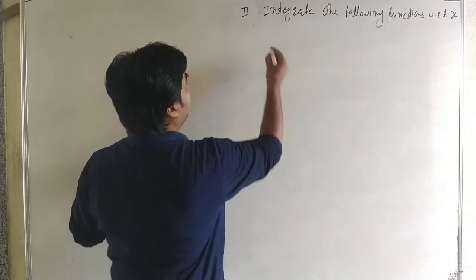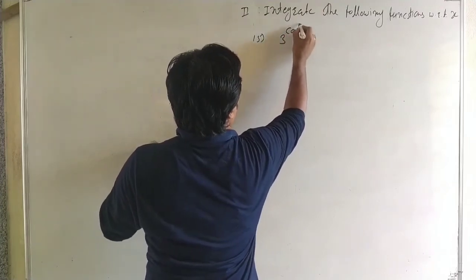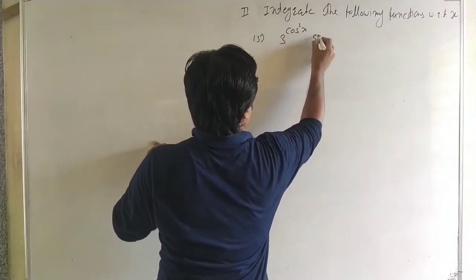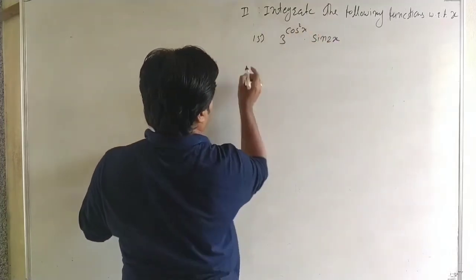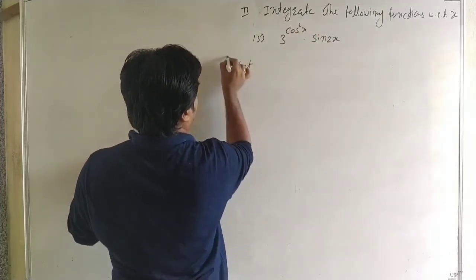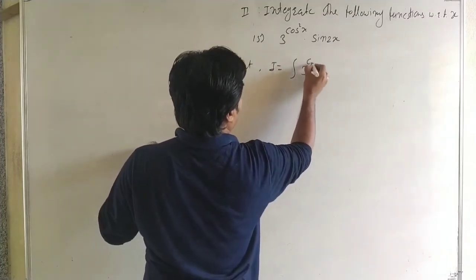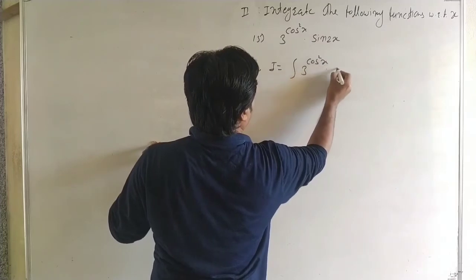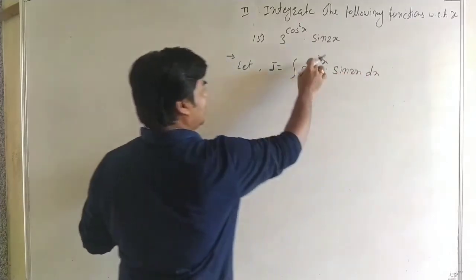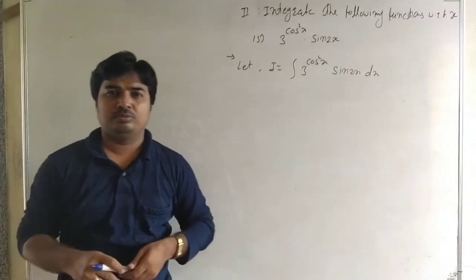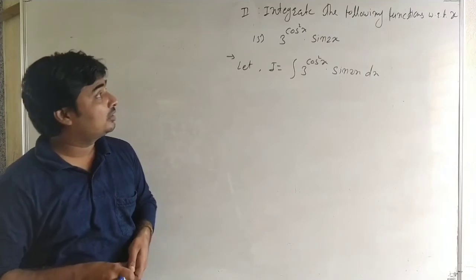It is example number 15. The integral of 3 to the power cos square x into sin 2x dx. Okay, it is cos square x and it is sin 2x. Here 3 to the power cos square x is a composite form, a composite function. 3 to the power x is a standard function, but here it is 3 to the power cos square x.